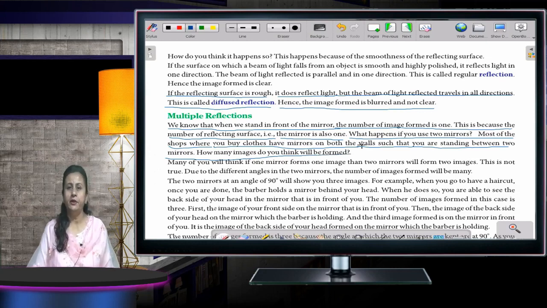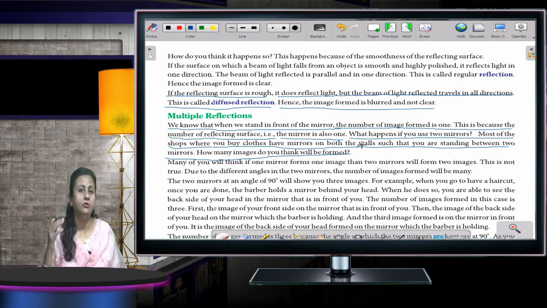You go for shopping, you go to saloons also for your hair cutting. Once he uses 1 mirror, and once you have got your hair cut, he uses 2 mirrors. Now one is in front of you and the other one is at the back of you. So how many images would you find that time? Many of you will think if 1 mirror forms 1 image, then 2 mirrors will form 2 images. No children, it is not like that. This is not true. Due to different angles in 2 mirrors, the number of images formed will be many.